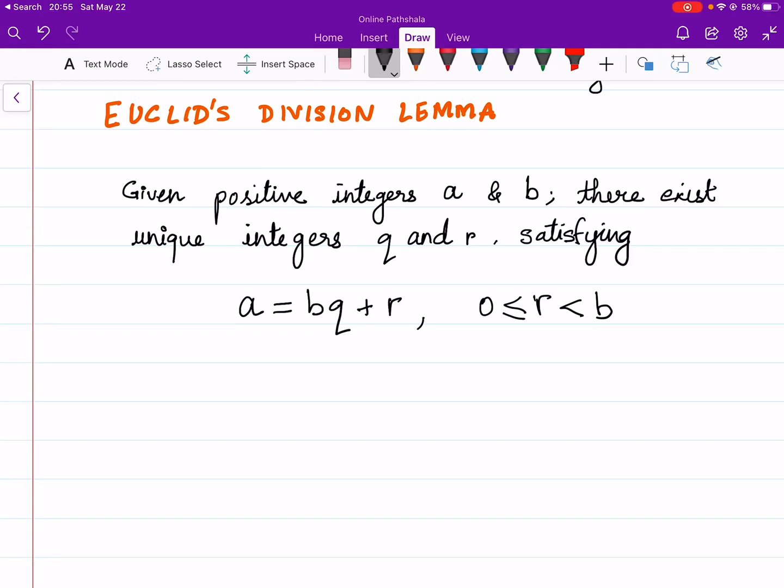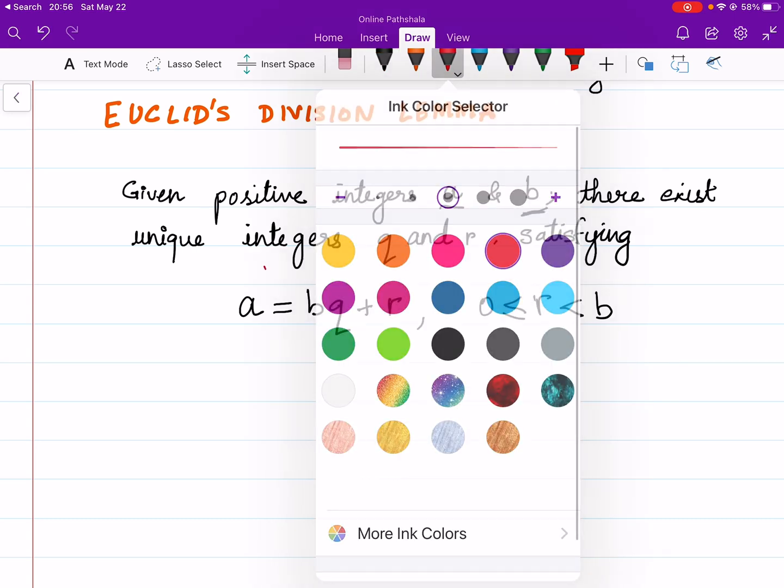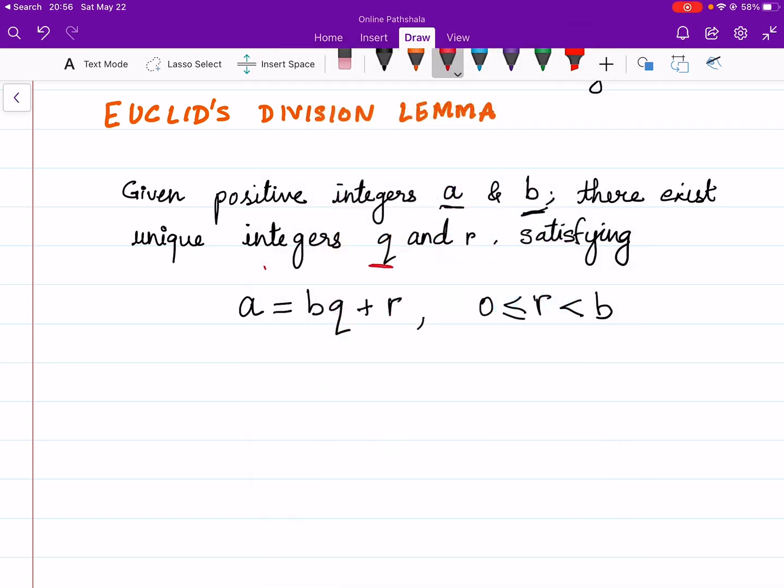Okay, so in this video, we are going to look at Euclid's division lemma. Now, the statement of Euclid's division lemma is here. It says, given positive integers a and b, there exist unique integers q and r satisfying this relation: a is equal to b times q plus r, where the condition on r is that it is greater than or equal to 0 and less than b.